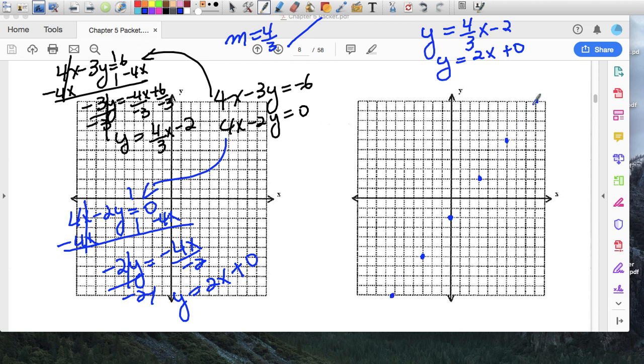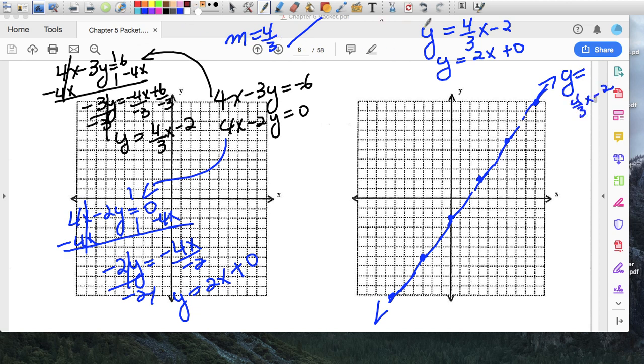Okay, so I'm going to do my best. There you go. No, that's not that bad. So this is my line, and on that line there are millions and millions of points. We found a few of them, but there are millions and millions of others. So that's my y equals 4/3 x minus 2.